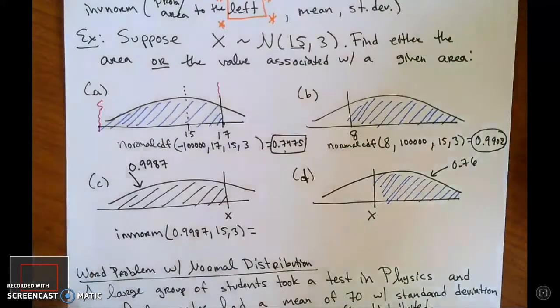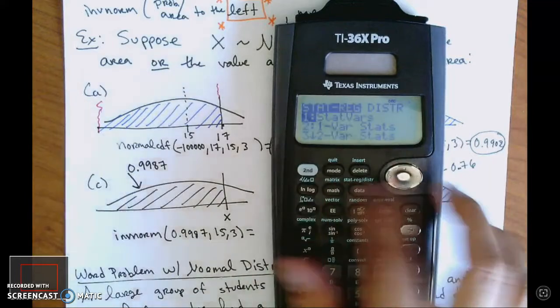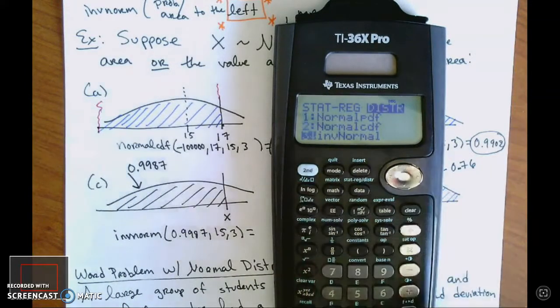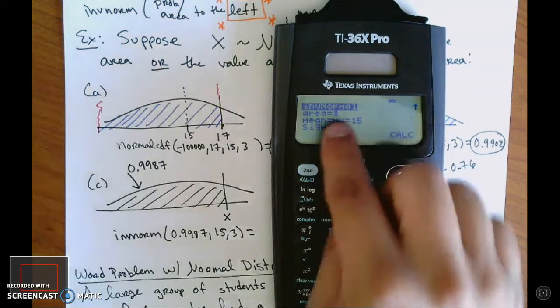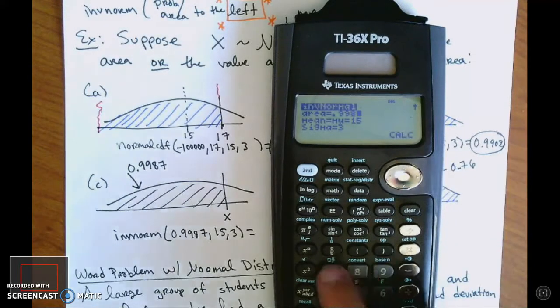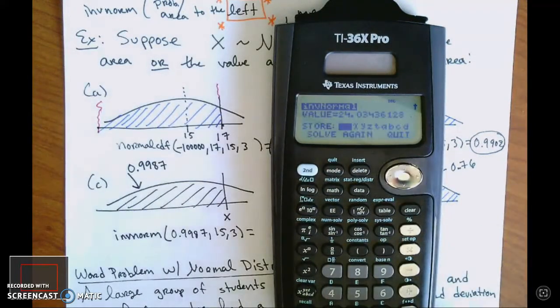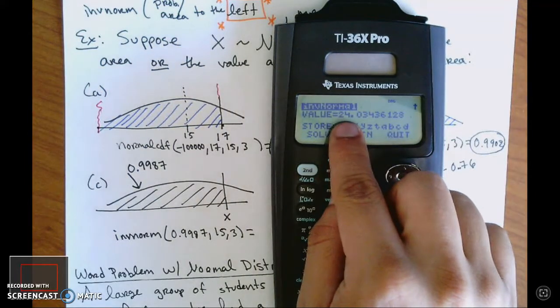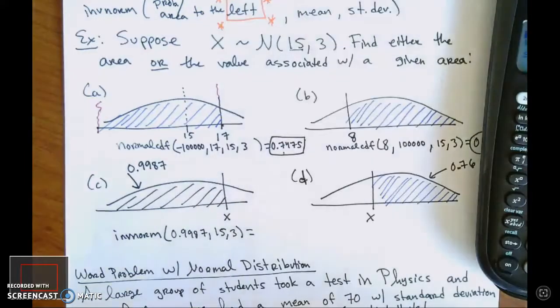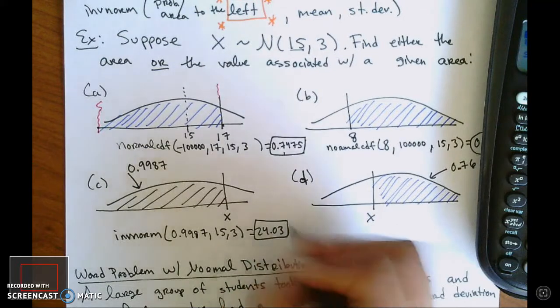So let's put that into my calculator. Let me use this one. I'm going to go second data, distributions, inverse normal. For area, remember this area is to the left, so this is going to be 0.9987, then 15 and 3. Everything's good. My answer is approximately 24.03.